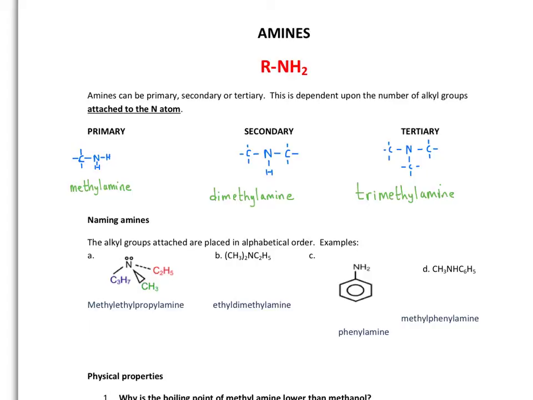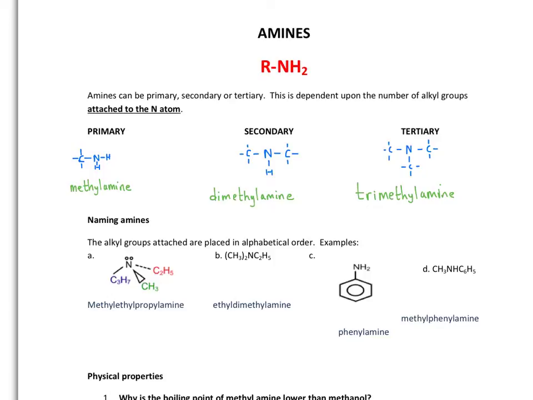Amines are organic molecules. They have an alkyl chain, a carbon chain, and then they have the NH2 attachment. Now amines can be primary, secondary or tertiary. This is dependent upon the number of alkyl groups attached to the N atom.